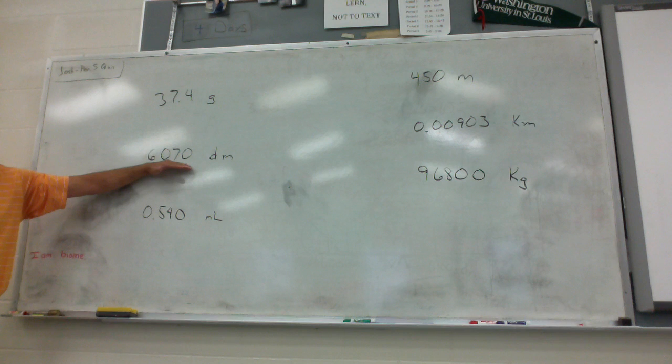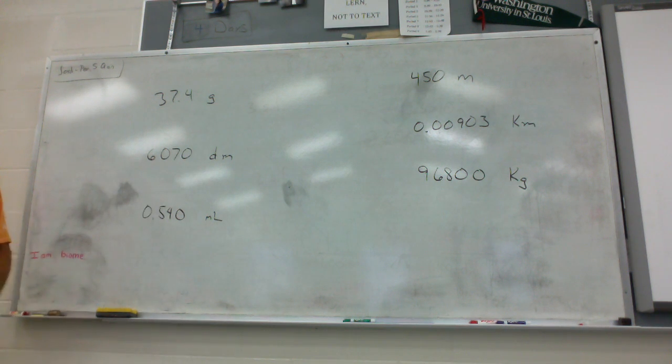There's 2 answers to that. Either put a decimal here or use scientific notation, and what would that be then? 6.07. That's still only 3 significant figures. Oh, 0. Okay, add another 0 after the 7 times 10 to the 3rd.